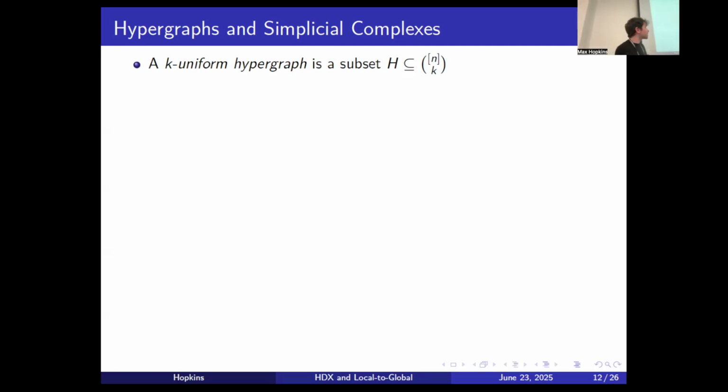Today, we're just going to talk about the simplest case, which are uniform hypergraphs. A k-uniform hypergraph is just a subset of n choose k. If k were 2, this would technically just be the edge set of a graph, but now edges have k vertices in them instead of 2 vertices in them.